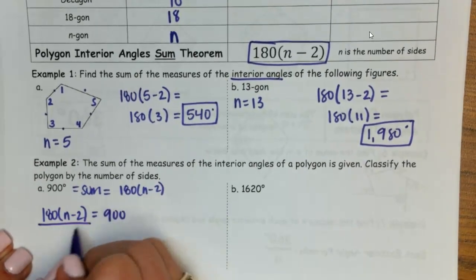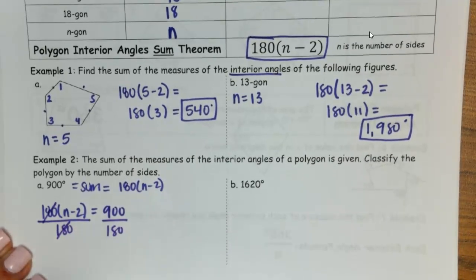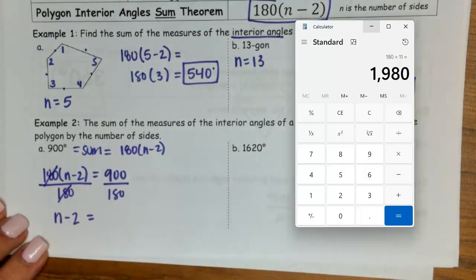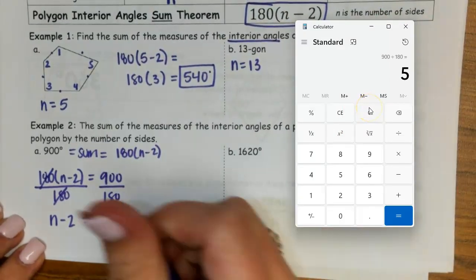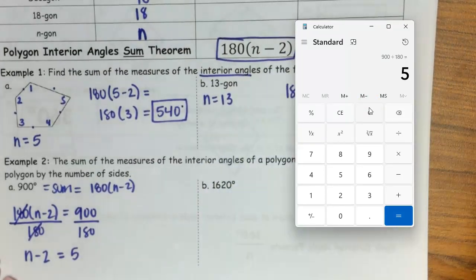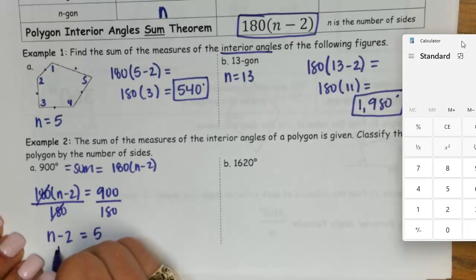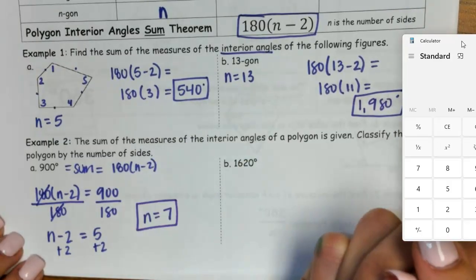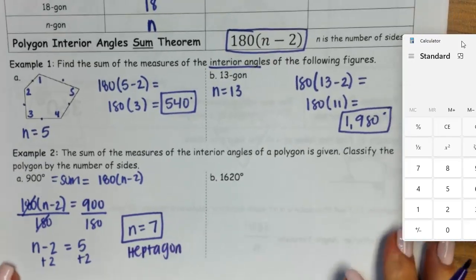The first thing I'm going to do is divide by 180, right, to get rid of that 180. Okay, that's going to leave me with n minus 2. So let's do 900 divided by 180. I get 5. All right, remember, that n minus 2 was the number of triangles, okay? So I had 5 triangles, but that does not tell me the number of sides. I have to add 2, so n is equal to 7. There are 7 sides, which is a heptagon. Okay, a heptagon.